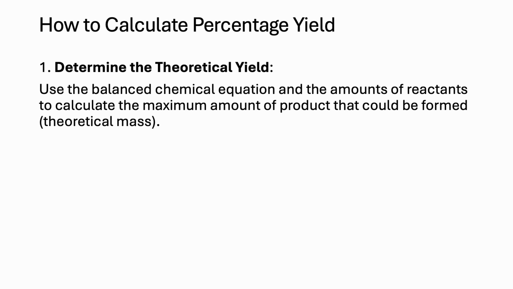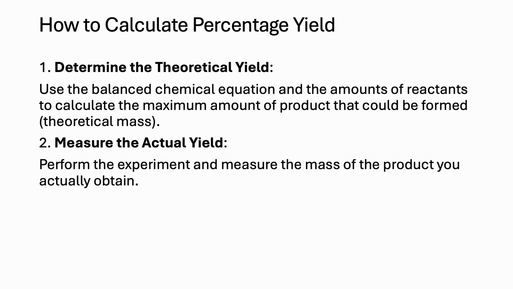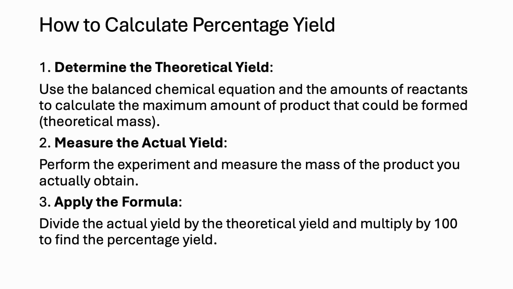This is called theoretical mass. And then measure the actual yield: do the experiment, and measure the mass of the product you actually obtain. Then apply the formula: divide the actual yield by the theoretical yield and multiply it by 100% to find the percentage yield.